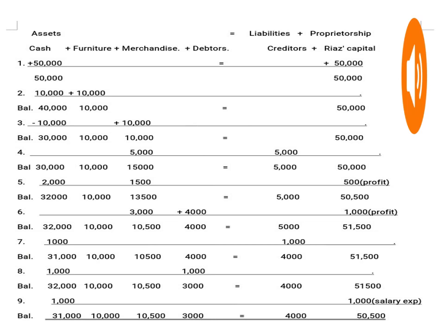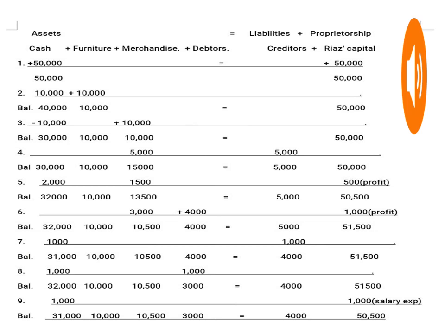Transaction number 2 is that purchased furniture on cash rupees 10,000. In this transaction, the furniture is purchased on cash basis. So there are two accounts involved in this transaction, and both are assets accounts. One assets account is increasing, that is the furniture, and the other assets account is decreasing, that is the cash.